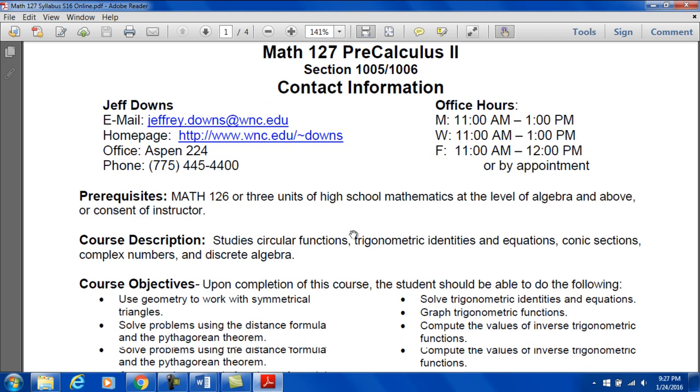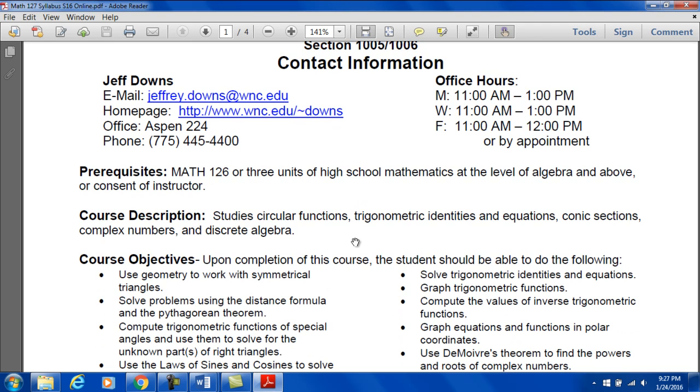Prerequisites for this class: 3 units of high school mathematics at a level of algebra and above, or consent to the instructor. Course description studies circular functions, trigonometric identities and equations, conic sections, complex numbers, and discrete algebra.